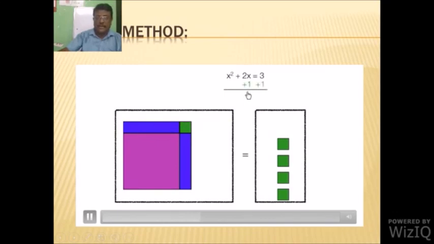So that we are doing here also. We are adding 1 on the left hand side, 1 on the right hand side. So what do we get, the new equation? X square plus 2x plus 1 equal to 3 plus 1, equal to 4. So the left hand side becomes the perfect square. You can see the picture also. This is also complete. The square is completed by adding one small square of 1 square unit on the left hand side. So the equation becomes x square plus 2x plus 1 equal to 4.